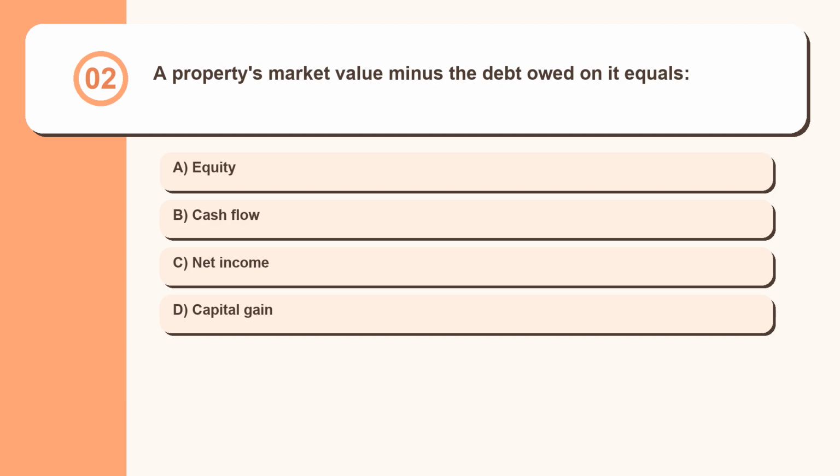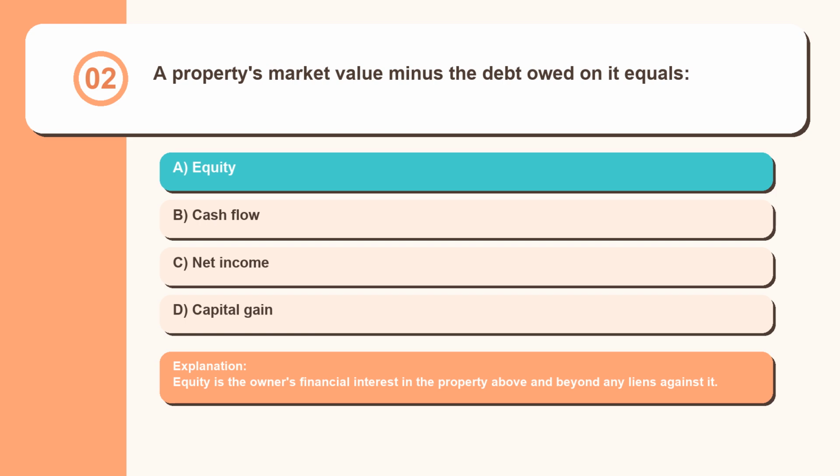Question 2. A property's market value minus the debt owed on it equals equity, cash flow, net income, capital gain. Equity is the owner's financial interest in the property above and beyond any liens against it.